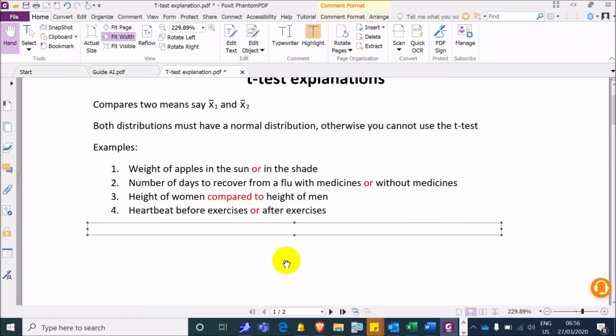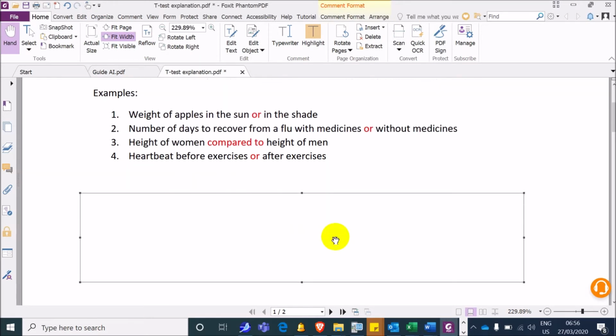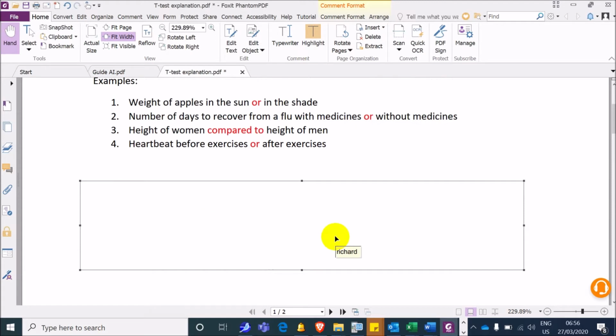I think that was the first one. Let's move on. So we have here some examples. I'm sure you can imagine many of them. But you obviously must have two sets of data.